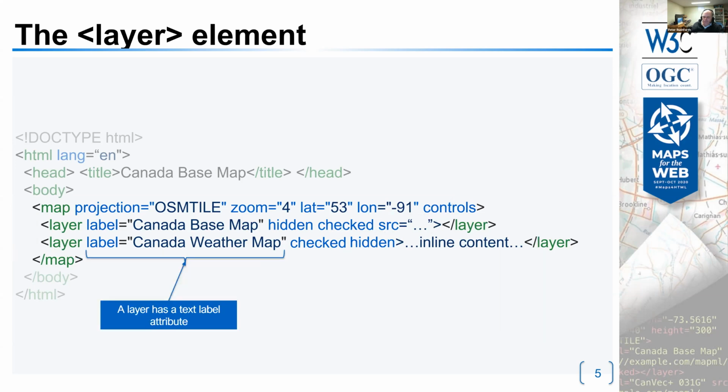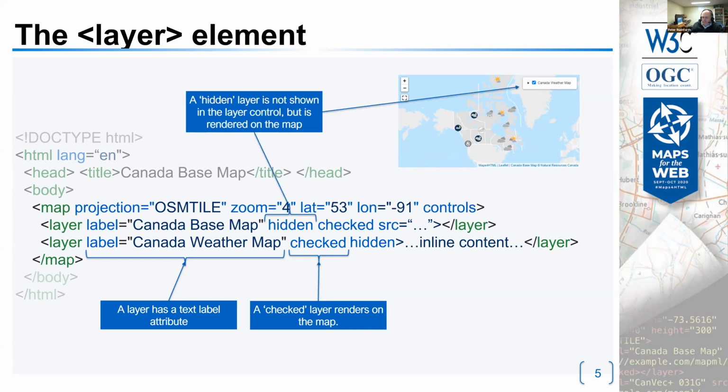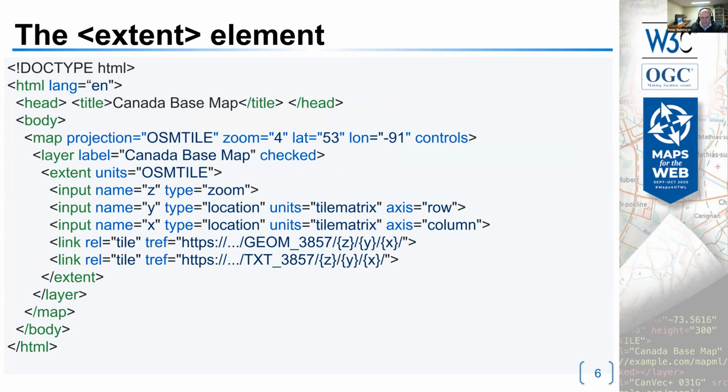A layer has a text label attribute. A checked layer renders on the map. A hidden layer is not shown in the layer control, but is rendered on the map. This can be useful for preventing the user from turning off important content and becoming confused. Layers can have inline content, as shown here, that is loaded and rendered by the browser.